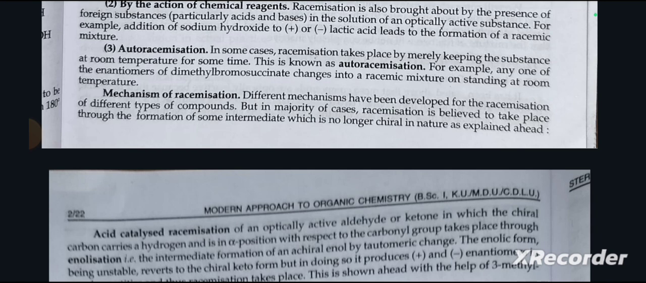Third, auto-racemization. In some cases, racemization takes place by merely keeping the substance at room temperature for some time. This is known as auto-racemization. For example, any one of the enantiomers of dimethyl bromate changes into a racemic mixture on standing at room temperature. Mechanism of racemization.